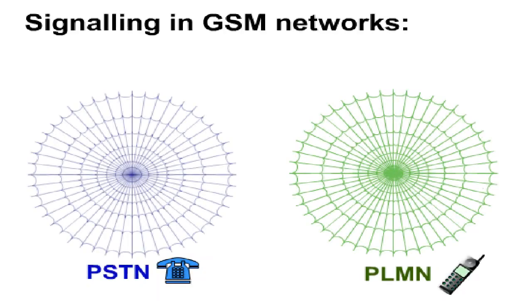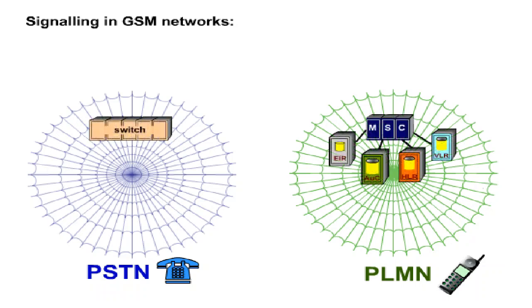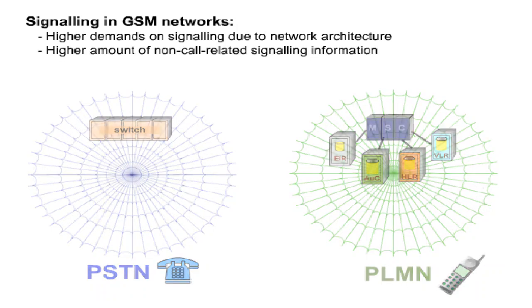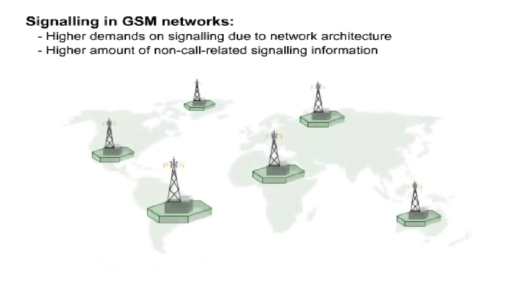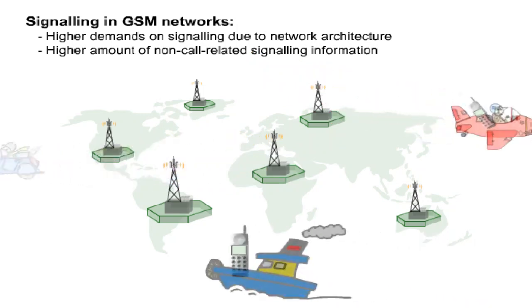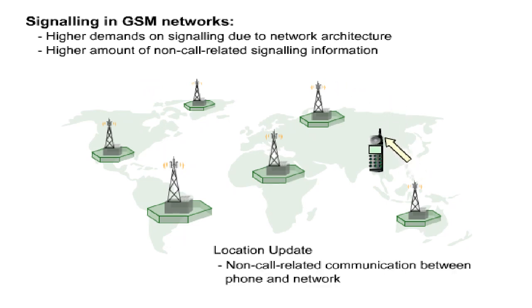In GSM networks, signaling is not as easy as in a fixed network. This is because, due to the network architecture, a digital mobile radio network makes much higher demands on signaling. GSM requires a considerably higher amount of non-correlated signaling information. After all, it must be considered that the GSM customer is mobile, in contrast to the user of a fixed network who telephones from a fixed device. Therefore, the mobile station must continuously be provided with localization signals to enable the location update. The location update is an example of a non-correlated communication between the phone and the network.